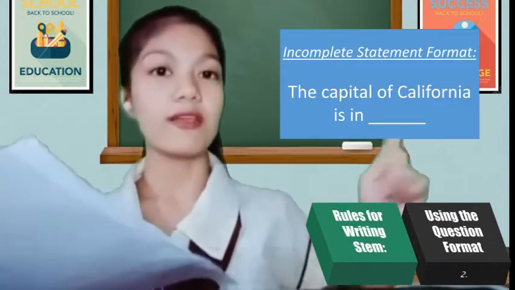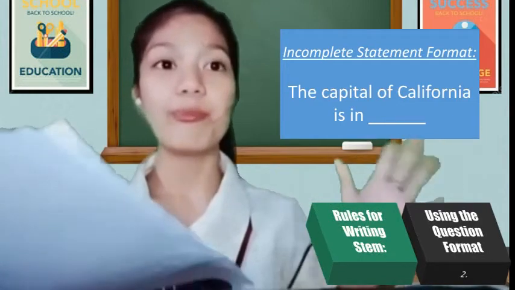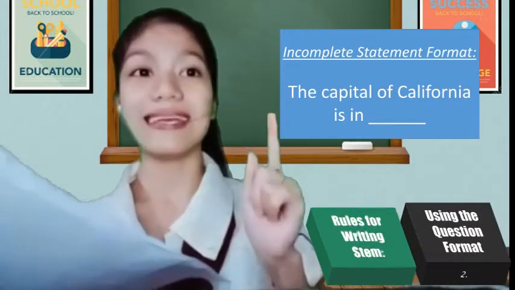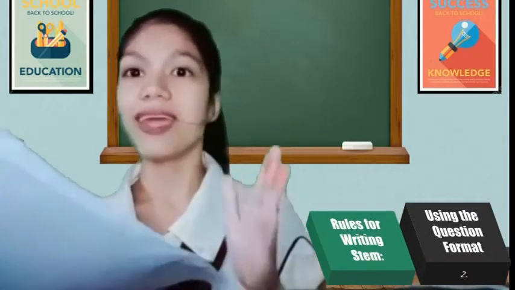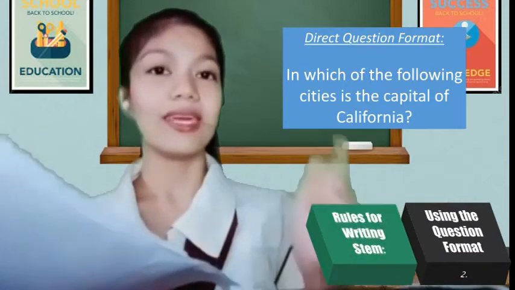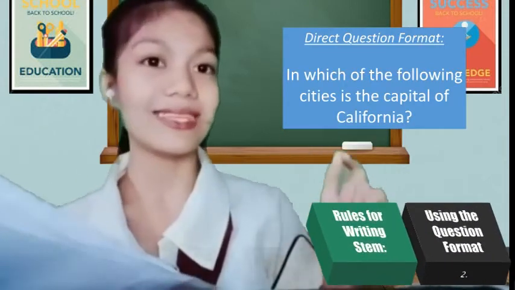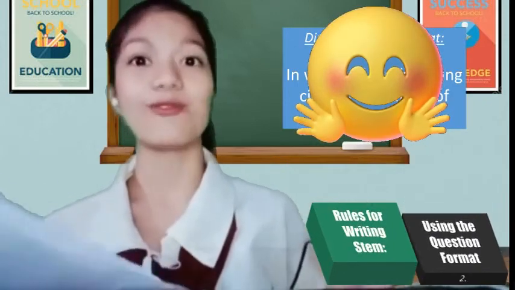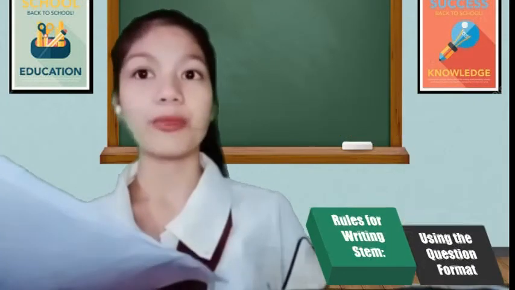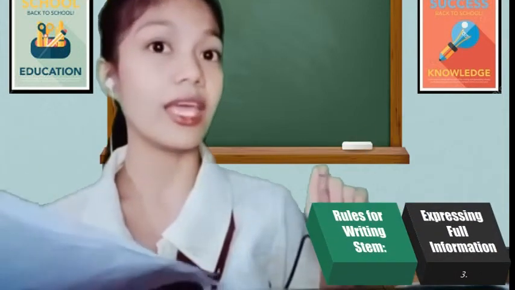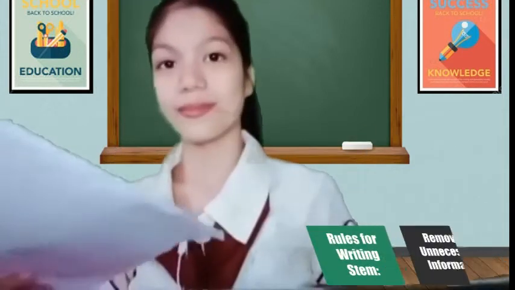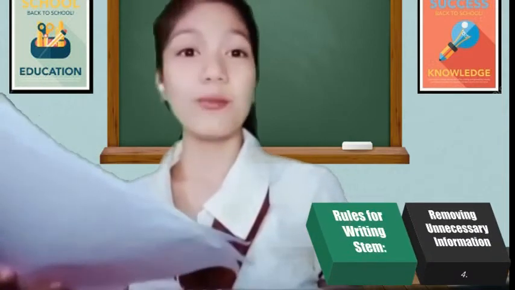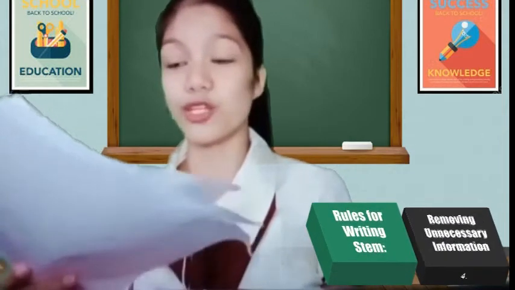"The capital of California is blank." This is less effective, while the direct question format, "Which of the following cities is the capital of California?" makes for a more effective question. Number 3, express full information. Number 4, remove unnecessary information.